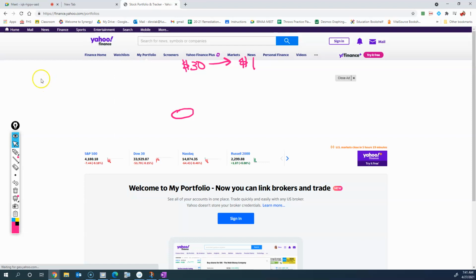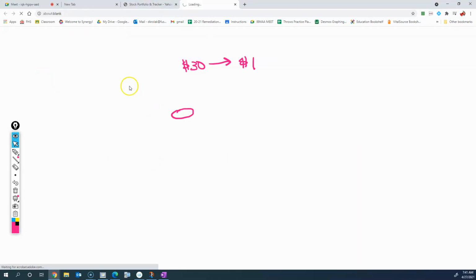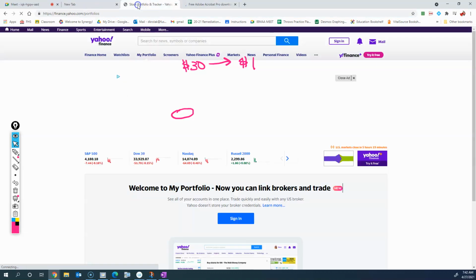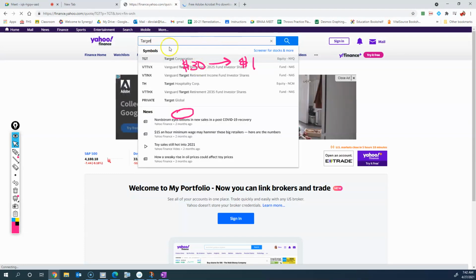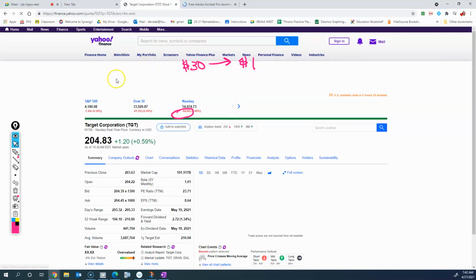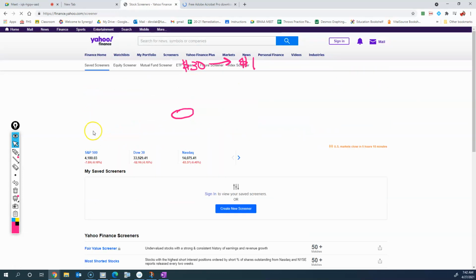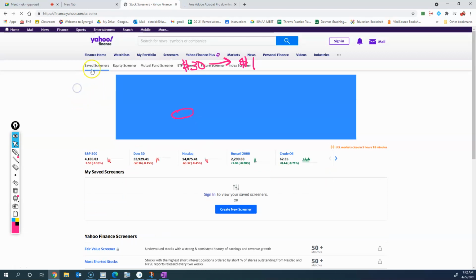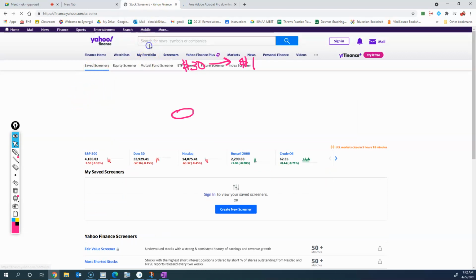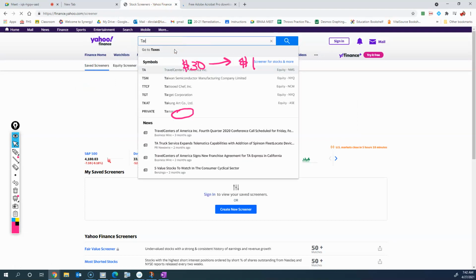Okay, come on, Target. Now, let's see, let's try this again. Target. Okay, so here's Target, and its PE value, where'd it go? Dang it. Target.